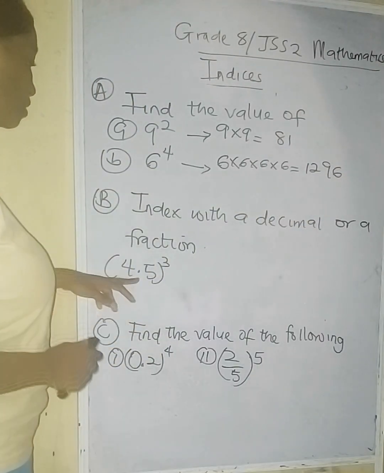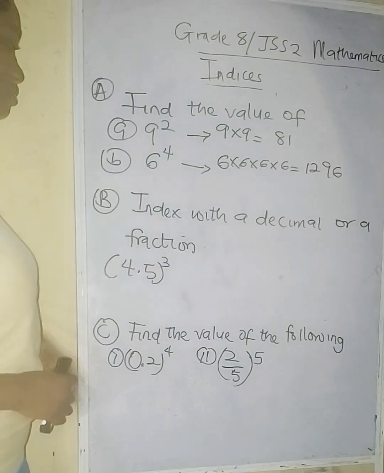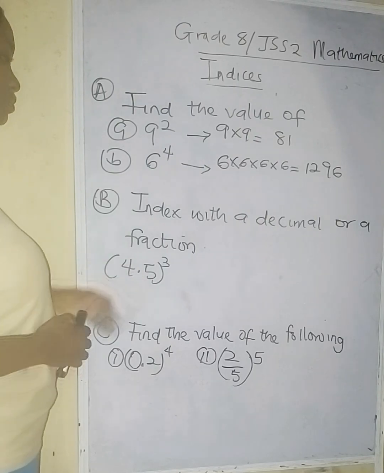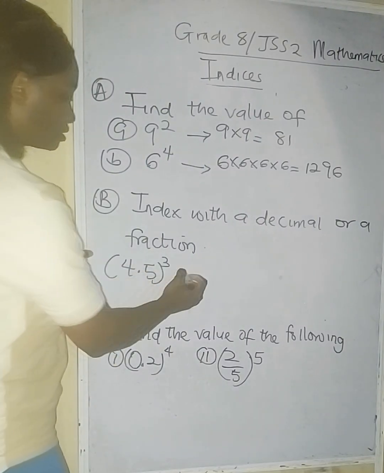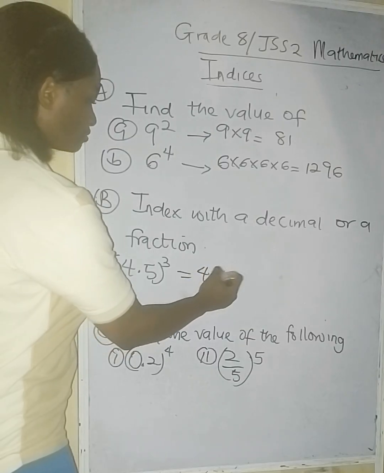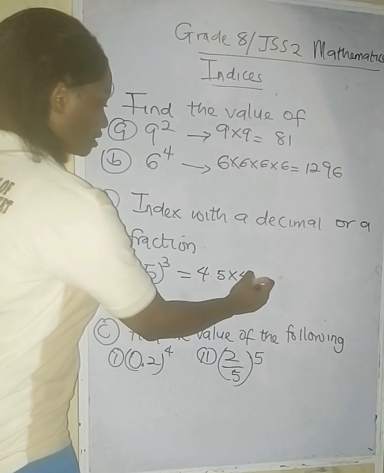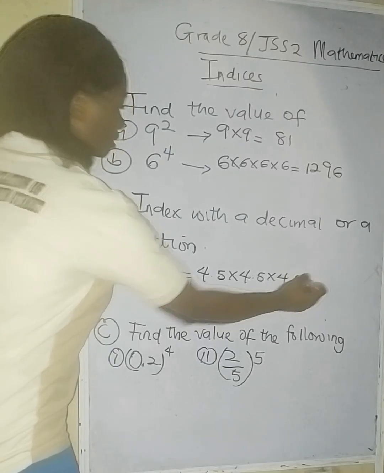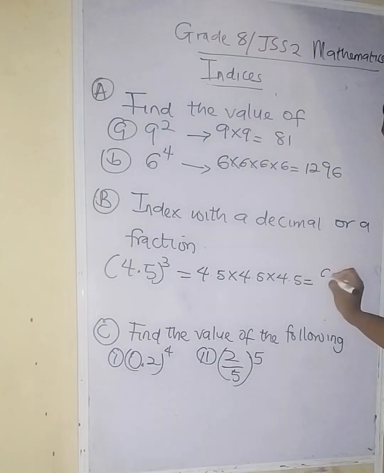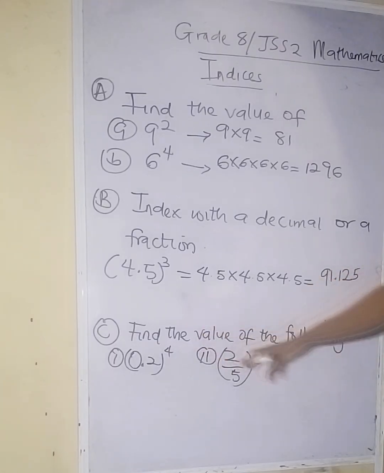Now, index with a decimal or a fraction. So how many times are we going to count this? This is 4.5 times 4.5 times 4.5. Alright, so now when you calculate this, what we use is a calculator. We get 91.125.